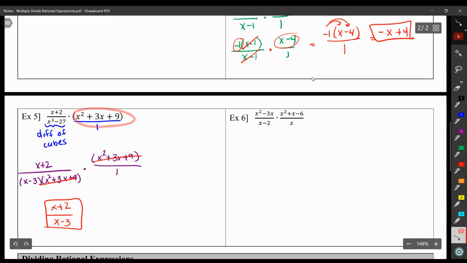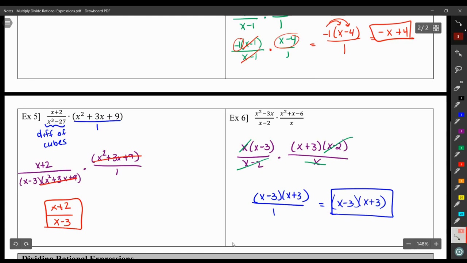X squared plus 3x plus 9 does not factor. There is no number that multiplies to 9 but adds to a 3. And if I look, when I do difference of cubes, I actually end up with x squared plus 3x plus 9 in the denominator of a multiplied fraction. So that means I can simplify this fraction out into a 1. And all we're left with is x plus 2 over x minus 3, because if you multiply by 1, nothing changes. So I want you to pause the video and I want you to try example 6 on your own.